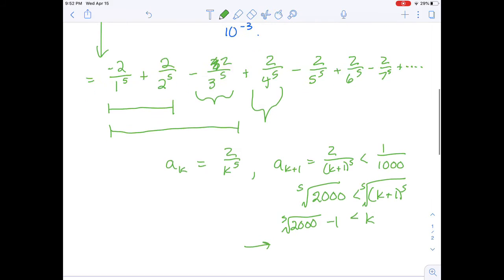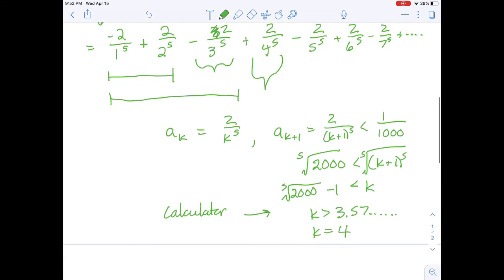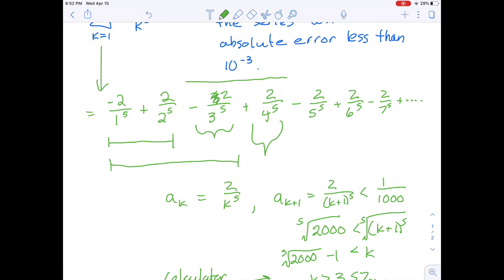So I used a calculator at this point. That's not something that I do in my head, and I get k is greater than 3.57, and the number keeps going, but I know my k is always an integer, so I'm going to set k equal to 4. So that means that that's where I'm going to cut off my series to estimate it. So the first 4 terms, up to k equals 4, are going to be my estimate.